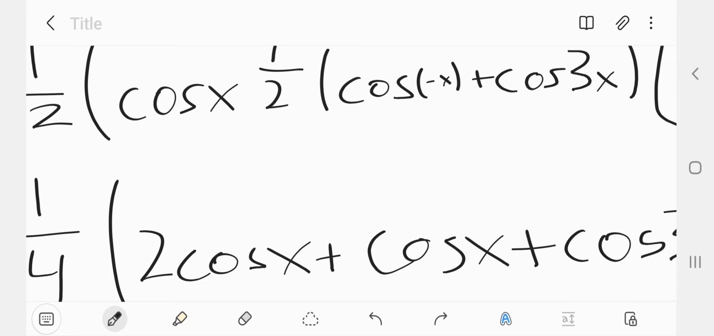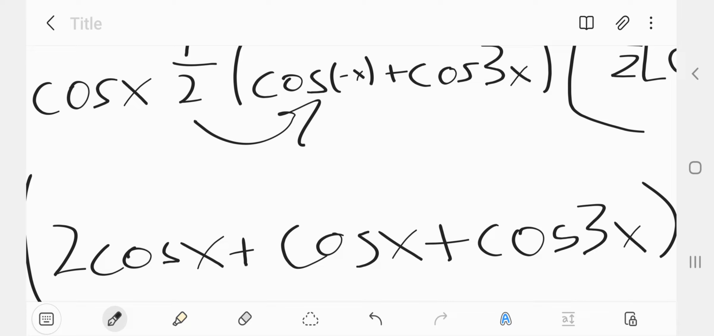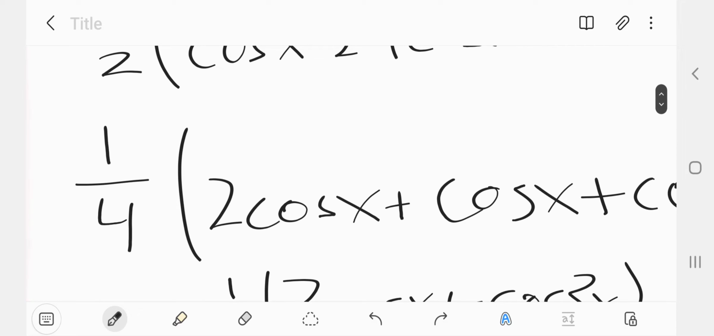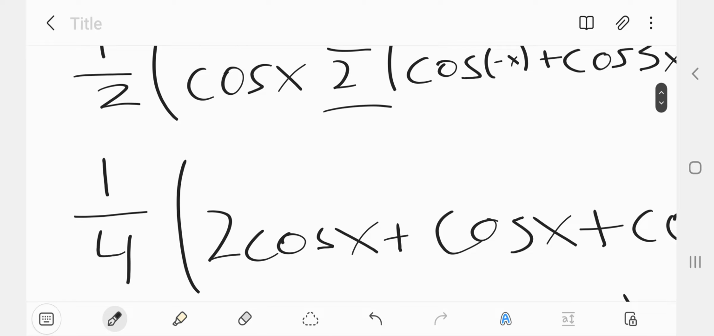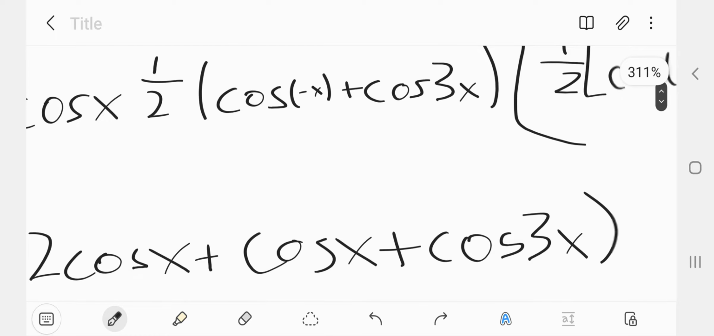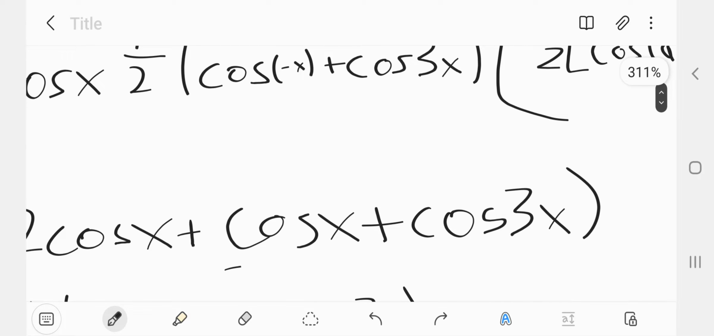Whatever stays in the parentheses will stay the same, however, because that's the thing you're taking the 1/2 from. The 1/2 was being multiplied here. Now we're taking it out here. The reason we have to multiply this is because it was never multiplied by that 1/2. So these terms are now cosine x because we replaced that negative x. And this cosine 3x, all good.